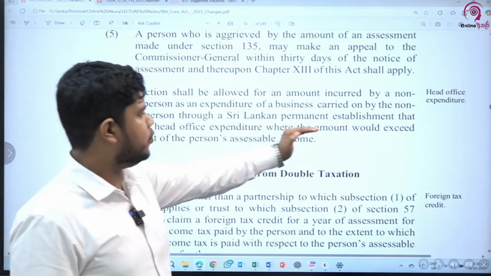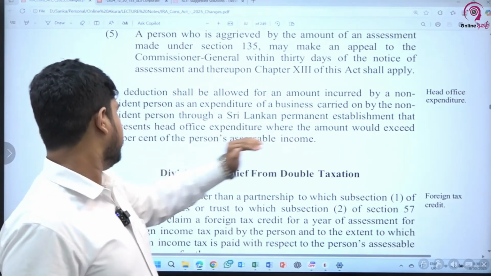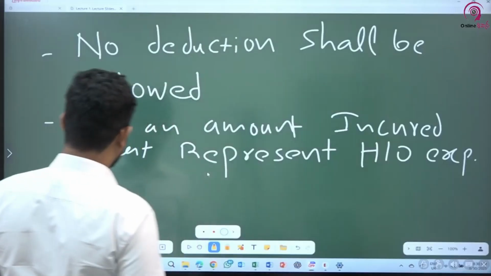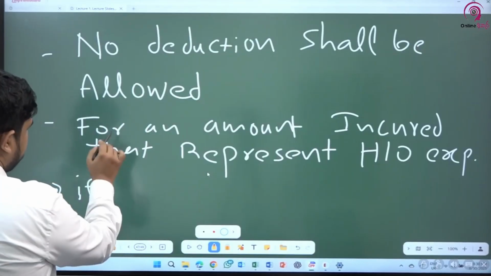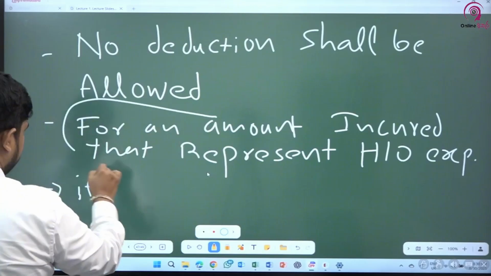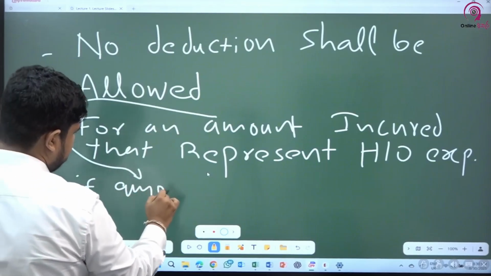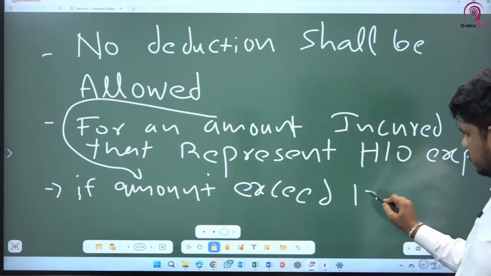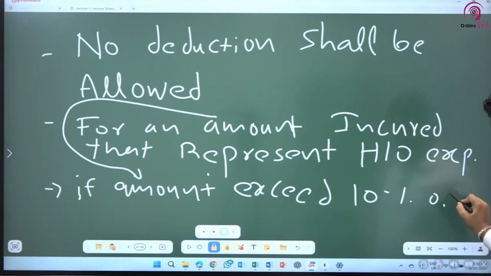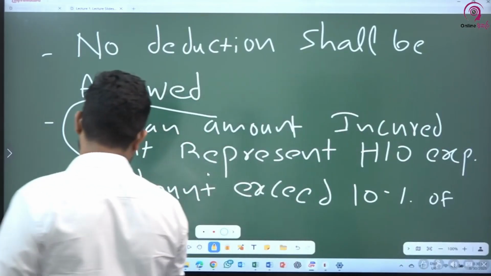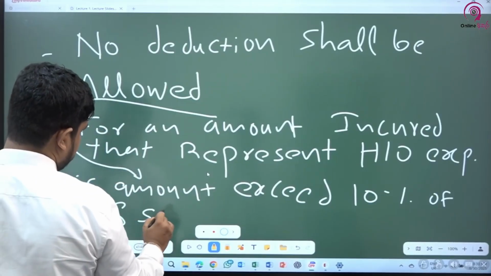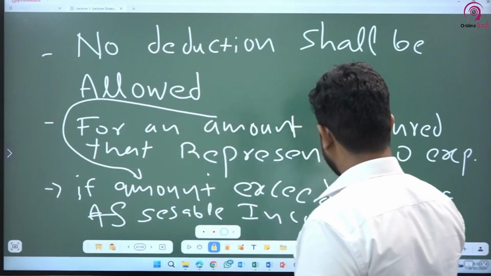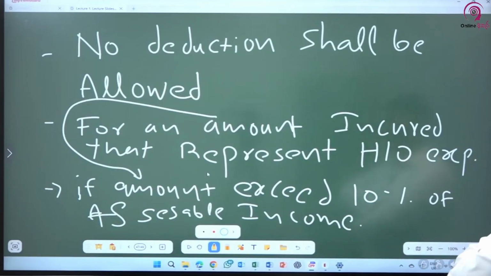Now, where the amount would exceed 10% of the person's assessable income. If said amount exceed 10% of assessable income. Student, by looking at this, understand the section.